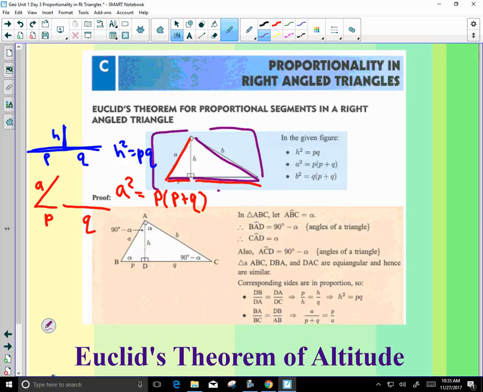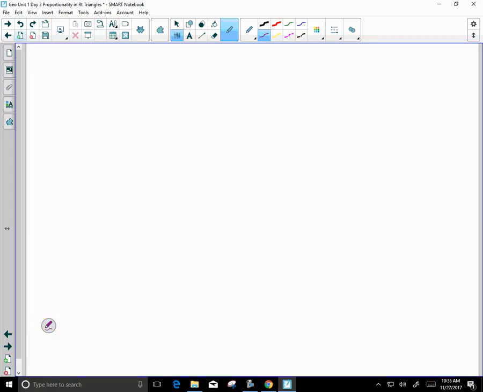It's kind of the same thing. Here's your B, here's your Q, here's your P. This Q is adjacent to the B, so B squared equals Q times P plus Q. So this T: H squared equals P times Q. A squared is equal to P times P plus Q. And B squared is equal to Q times P plus Q. Those are the formulas. I'm going to derive them, but it really helps to visualize these first. Okay? So let's do it.